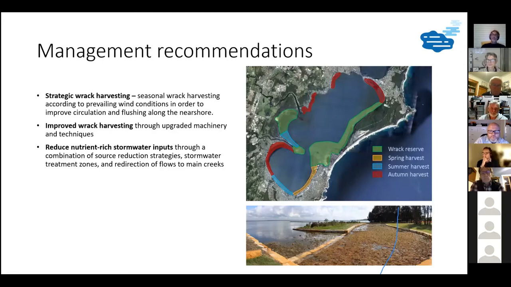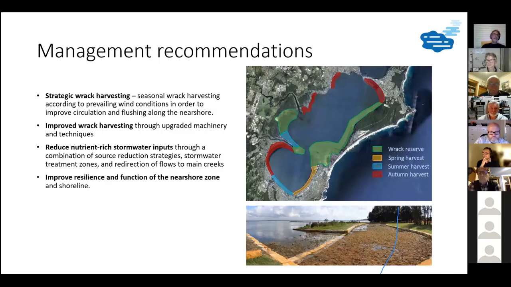And also exploring opportunities to redirect some of the stormwater flows from those fringing urban catchments into the main creek channels, so Rimba Creek and Wyong Creek, so that those nutrients end up in the lake basin where they have far less impact than when they get concentrated in that nearshore zone.